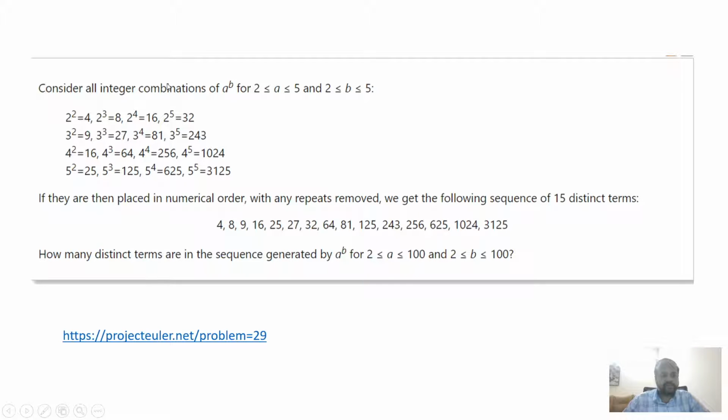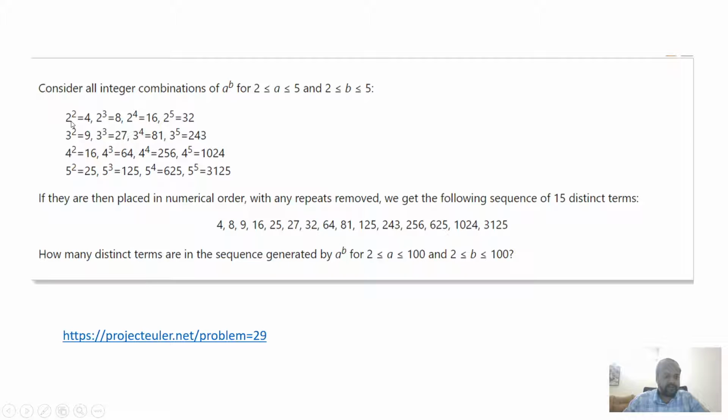It's asking us to consider all integer combinations of the form a to the power b. But what is the range of a to the power b? It says consider a in the range 2 to 5 inclusive, and b in the range 2 to 5 inclusive, and enumerate all the possible values of a to the power b in this range. If you see here, it is enumerated.